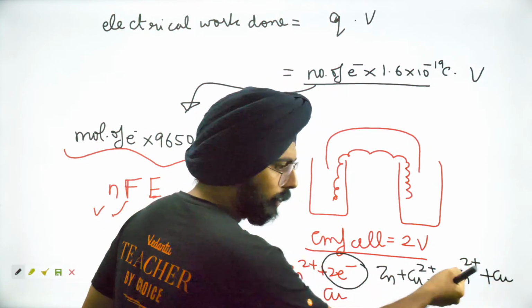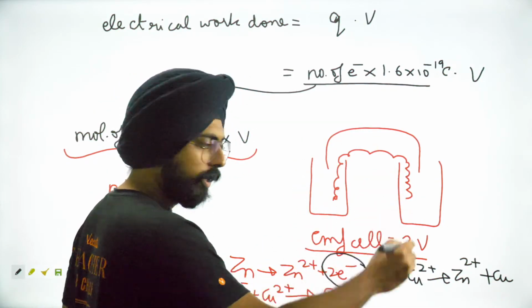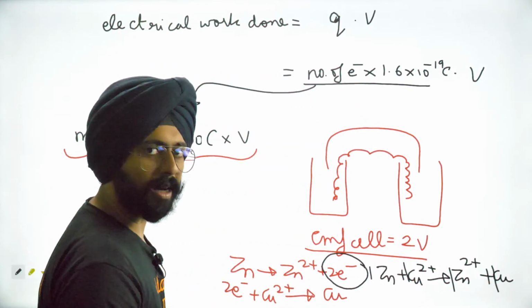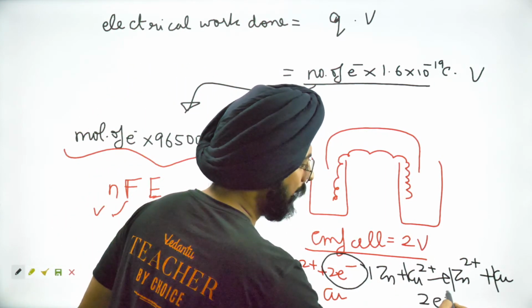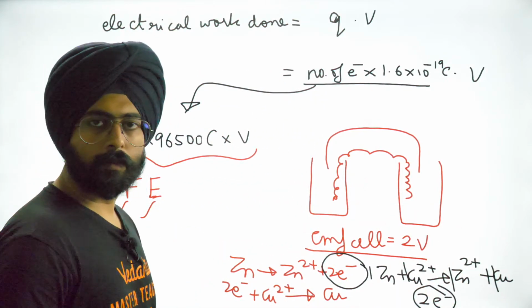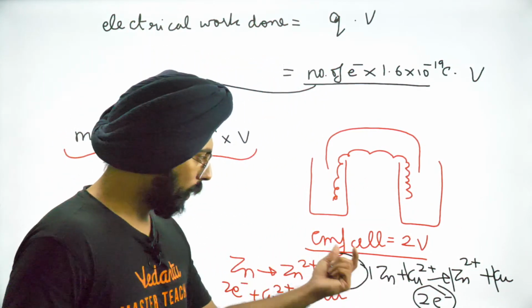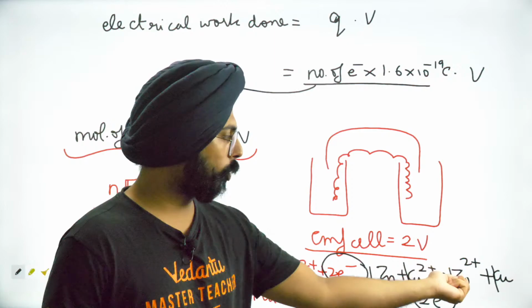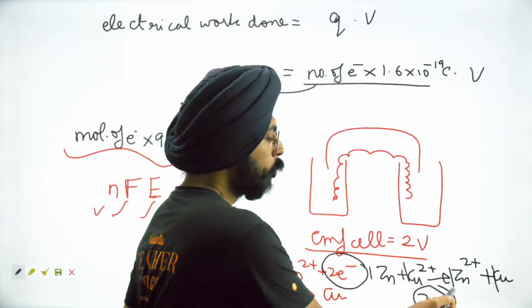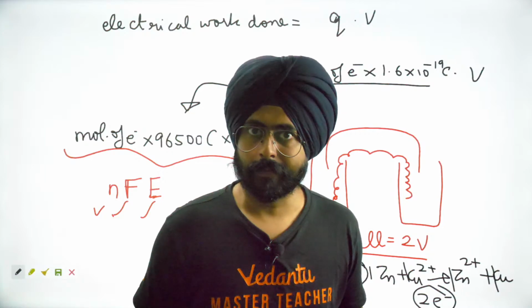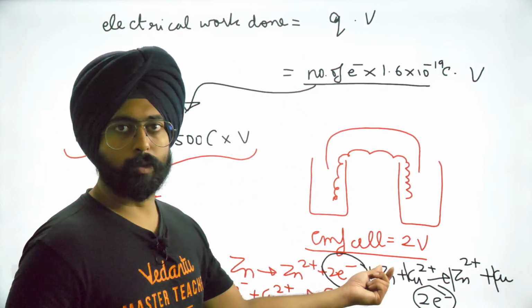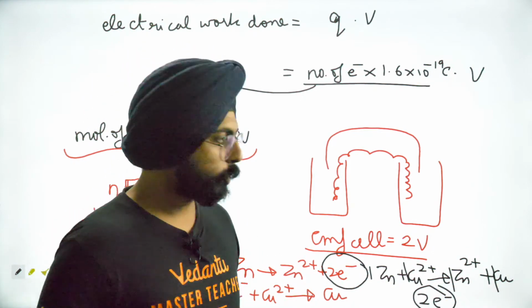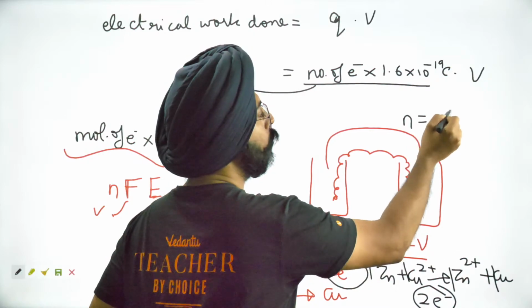In this entire process, if I take 1 mole of zinc, 1 mole of copper, 1 mole of zinc 2 positive and 1 mole of copper, then my dear friends, in this entire reaction 2 electrons are being exchanged, right? Understand? 1 zinc, 1 copper, 1 zinc, 1 copper, 2 electrons are exchanged. If I have 1 mole each, then 2 moles of electrons are exchanged, right? Zinc gives away 2 moles of electrons, that is taken by the copper. So over here N will be equal to 2.